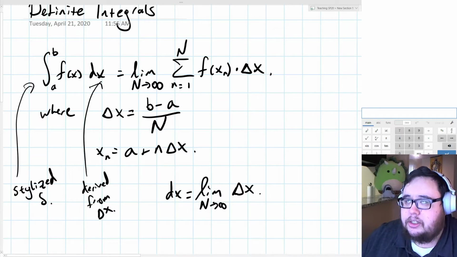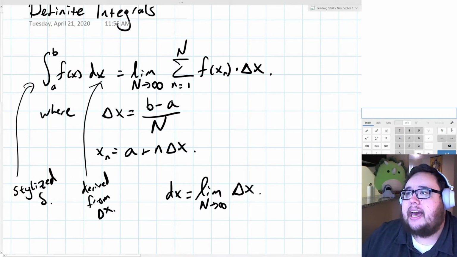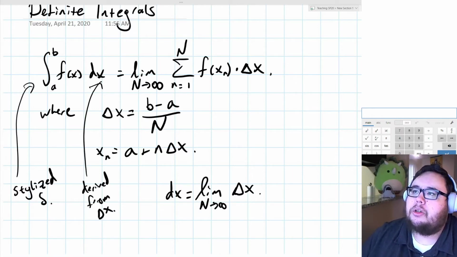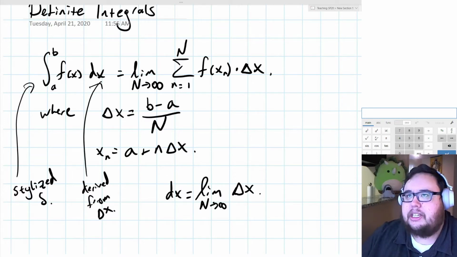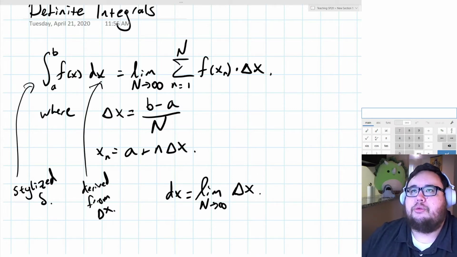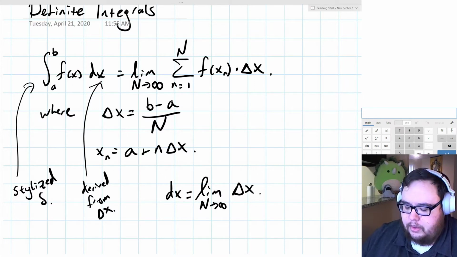These delta x's are changes in x that have some width, right? And dx is an infinitesimally small change in x. So basically, as we let big N get infinitely large, we're taking smaller and smaller slices, smaller and smaller little rectangles. And so that's where the delta x, the meaningfully sized change in x, turns into dx, which is an infinitesimally small change in x. All right.